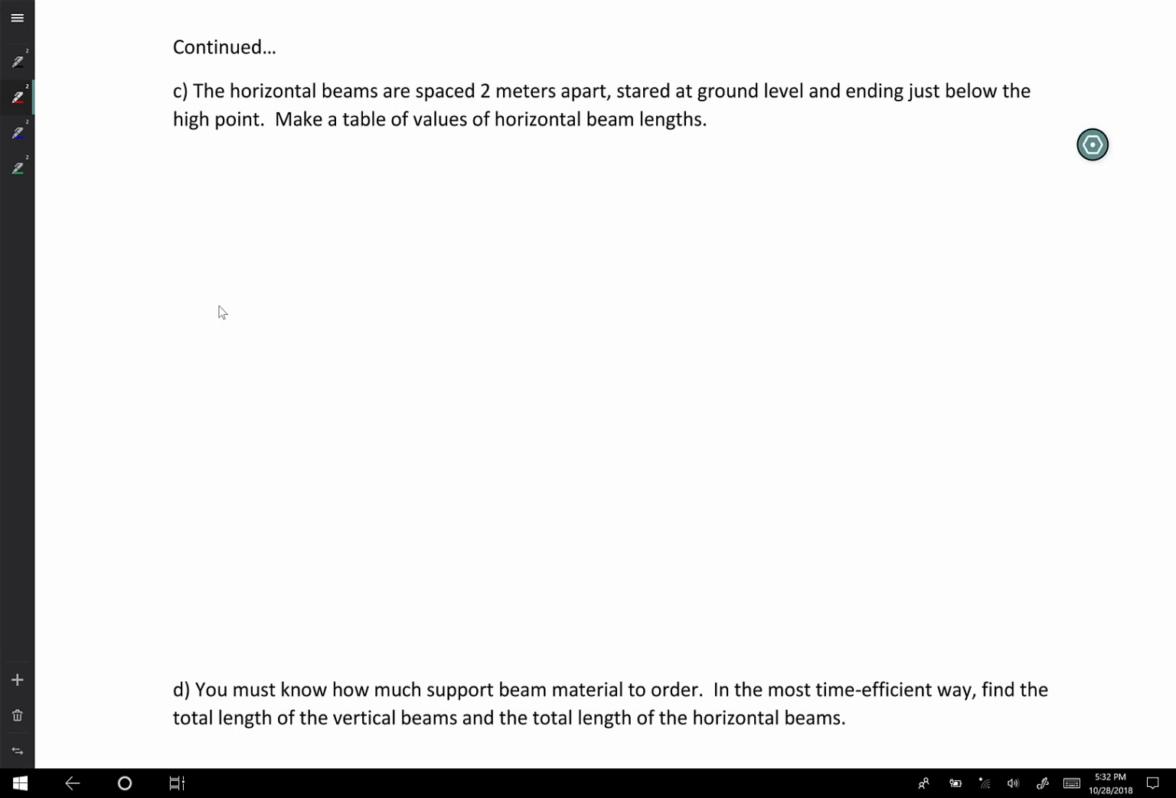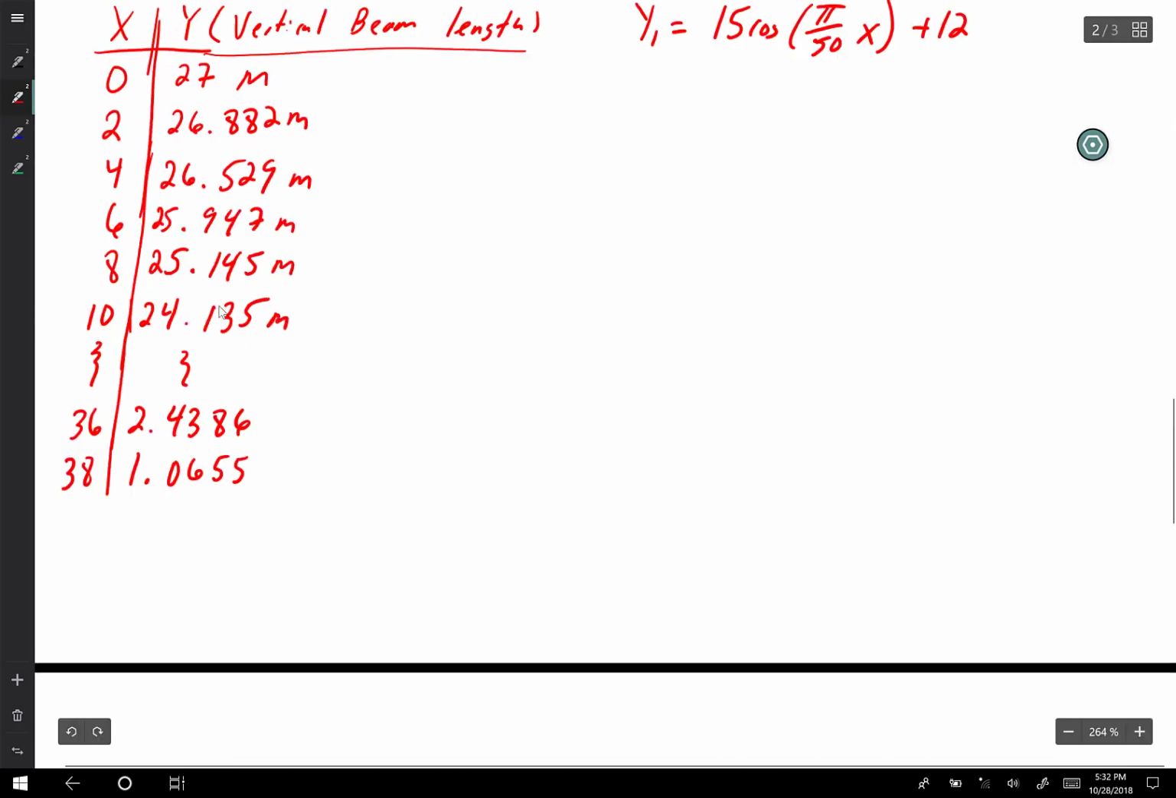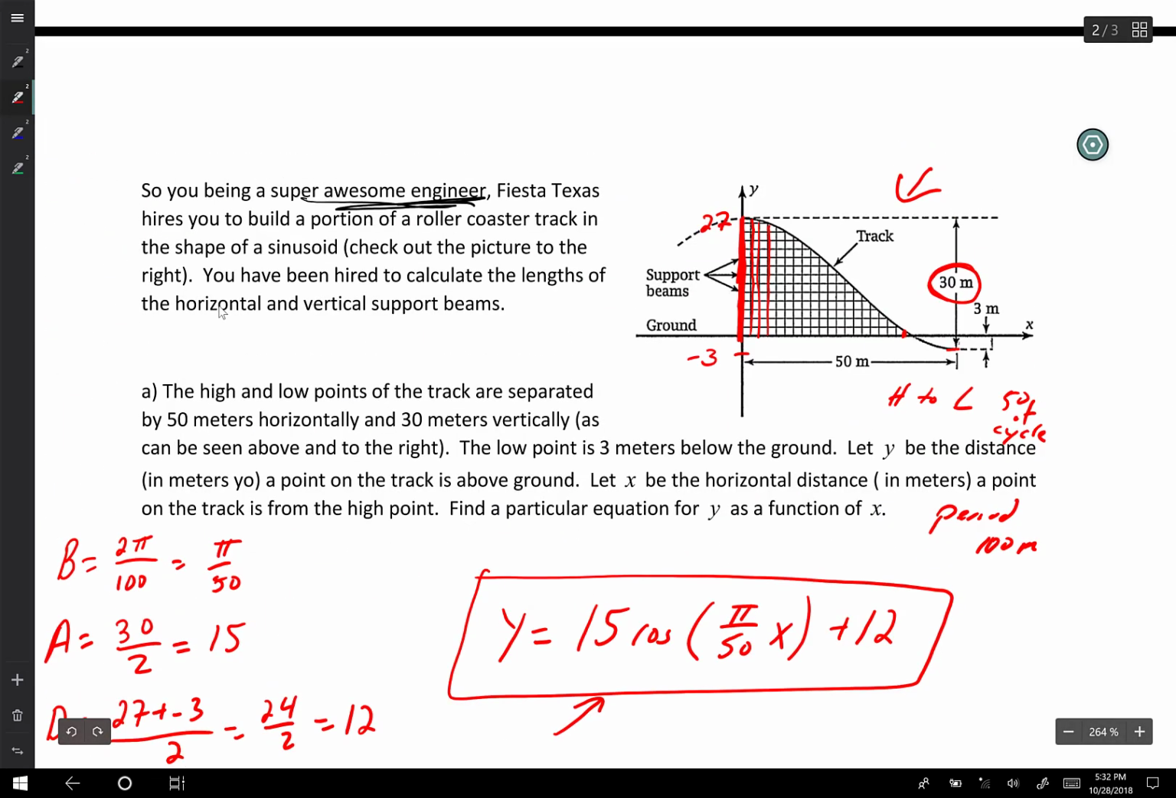All right, letter C. The horizontal beams are spaced 2 meters apart, starting at ground level and ending just below the high point. Make a table of values of the horizontal beam length. Okay, so now what they want, I'm going to do it here in blue. They want these lengths. You see that in blue here?